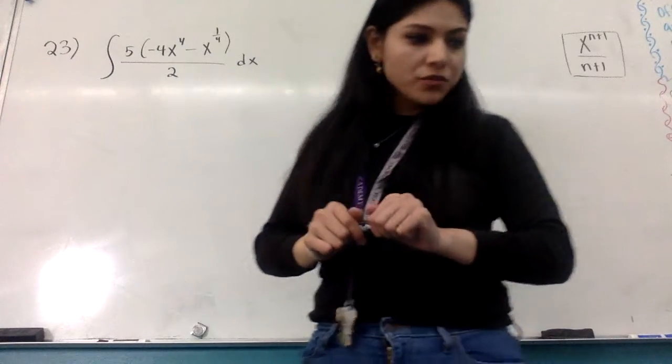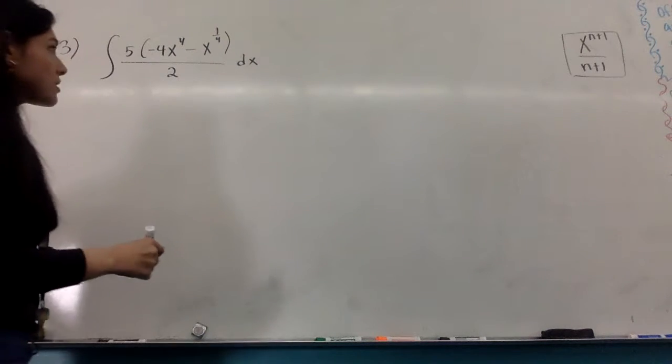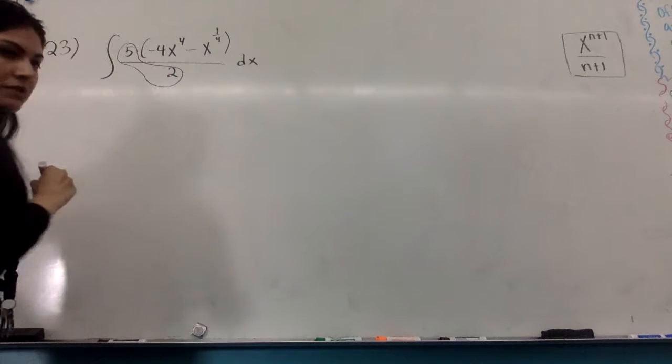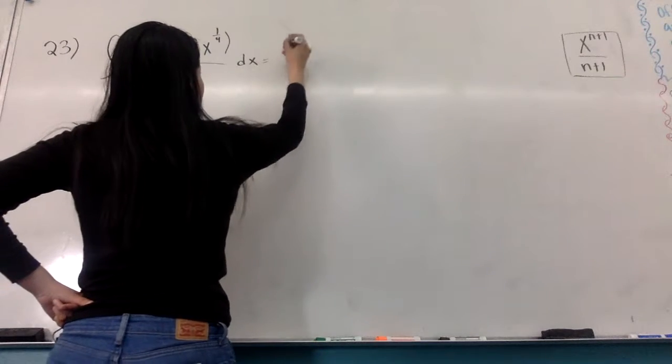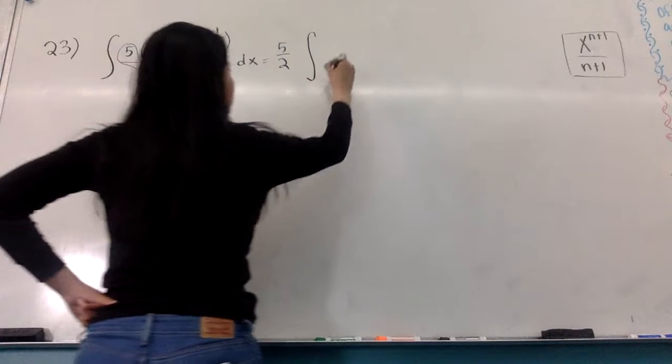Okay, we're going to be doing numbers 23 and 24 in this video to help you out with the homework. So in this example right here, what I'm going to do first is pull out this 5 over 2. That's my first thing because that's going to make taking the integral easier. So I'm going to pull out the 5 over 2, rewrite my integral.